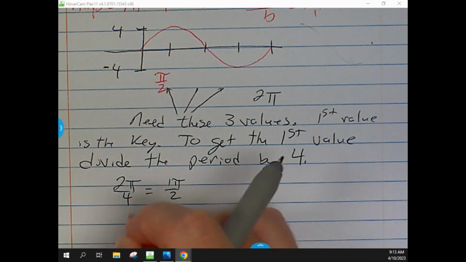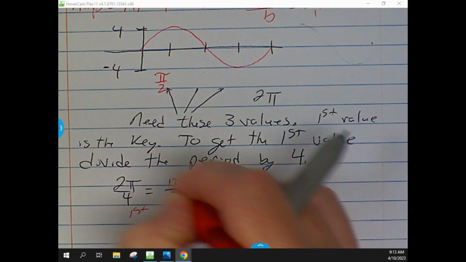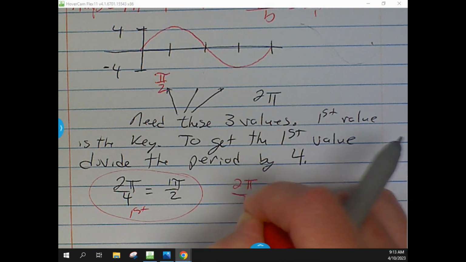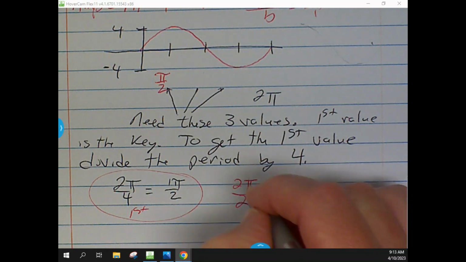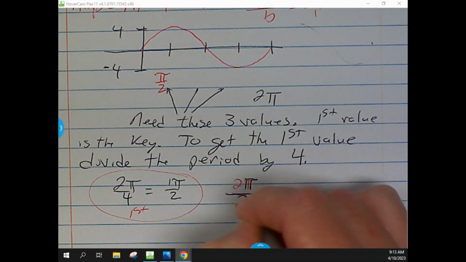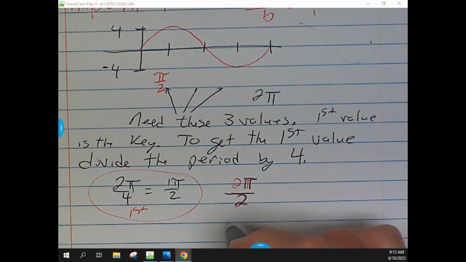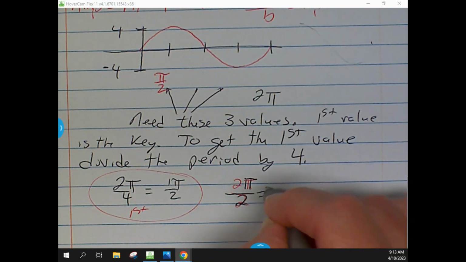So here's your first one. The second one is going to be 2 pi over 2. All we're going to do is just change that number. Where this was 1 pi over 2, the next one's going to be 2 pi over 2. But again, the 2's will cancel. That will just give us pi.